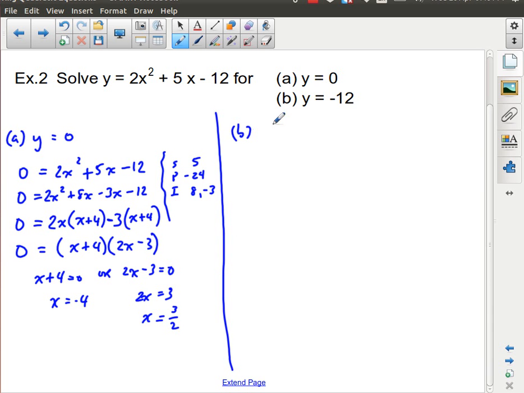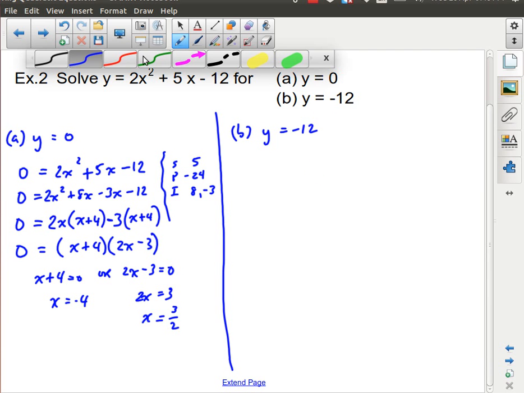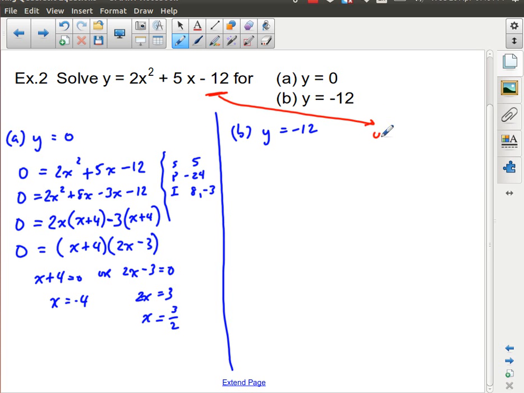For b, we want to solve for y equals negative 12. Now, what is the significance of negative 12? Well, there's already a negative 12 in this equation. And as it turns out, that negative 12 is actually the y-intercept. So the y-intercept is at the point 0, negative 12.